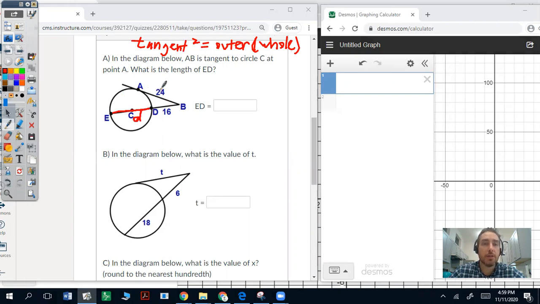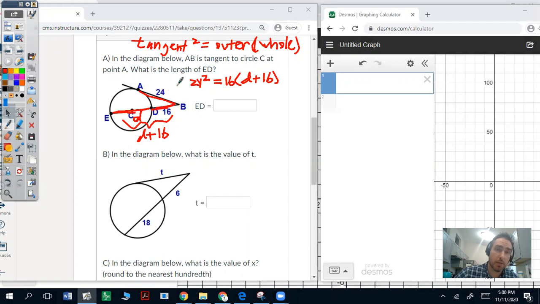So the way you're going to do that is you're going to say this 24 is your tangent. So we'll say 24 squared is equal to, now the outer part of that is going to be 16. So 16. The whole part of it is the sum of those. So it's going to be d plus 16 to get that whole thing. So solving that equation for the diameter will get you what ED is without having to do Pythagorean theorem. So let's figure out 24 squared and distribute that 16.